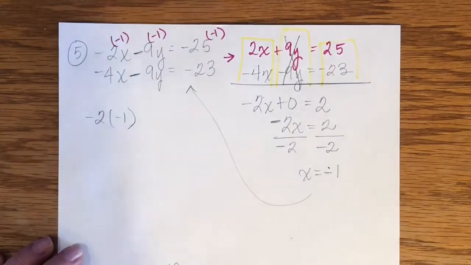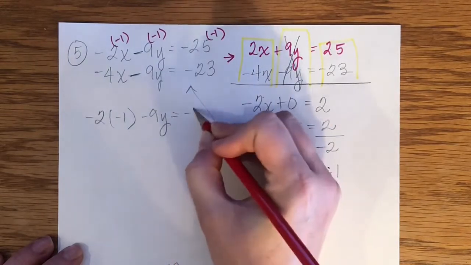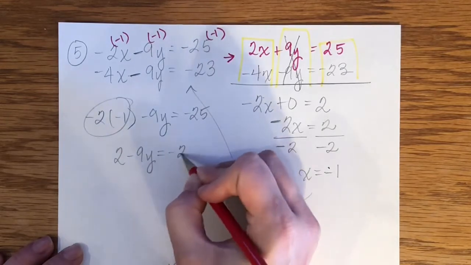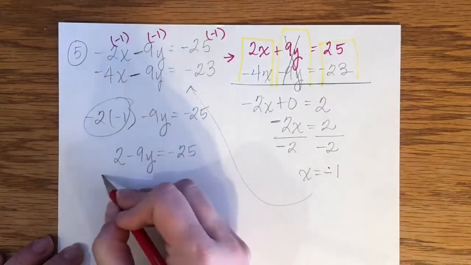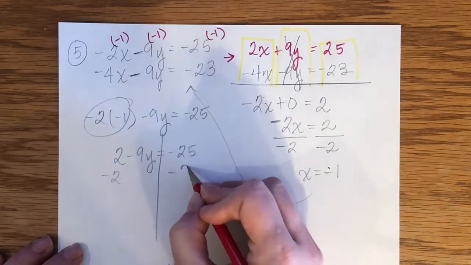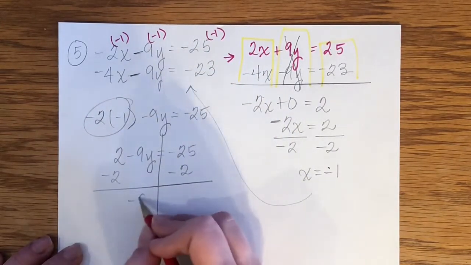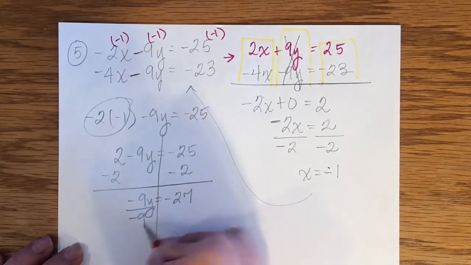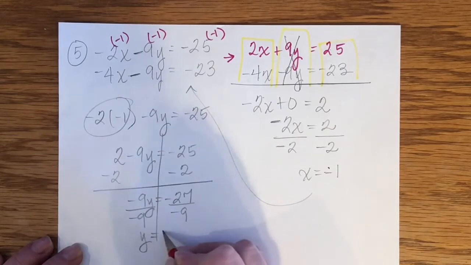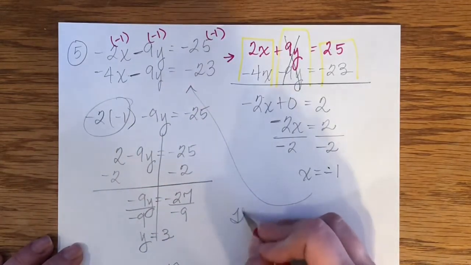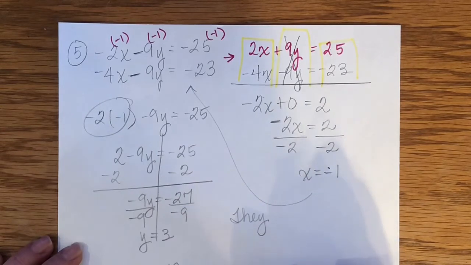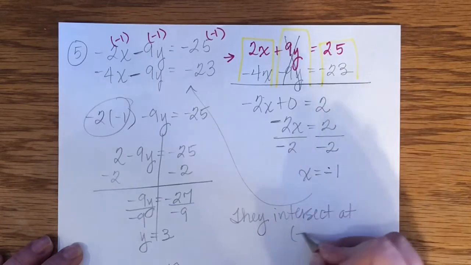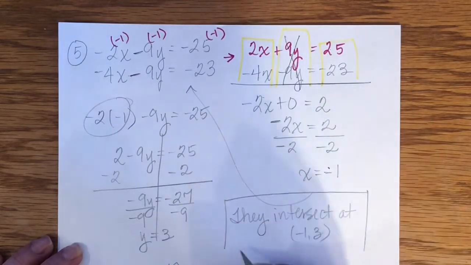-2 times -1 minus 9y equals -25. That becomes +2 minus 9y equals -25. Then I'm going to subtract my 2 from both sides, and I get -9y equals -27. When I divide by -9, I get y equals +3. And remember, the whole point of this is we're looking at lines and we want to see where the lines intersect. So we would say they intersect at -1, +3, and that would be my final answer.